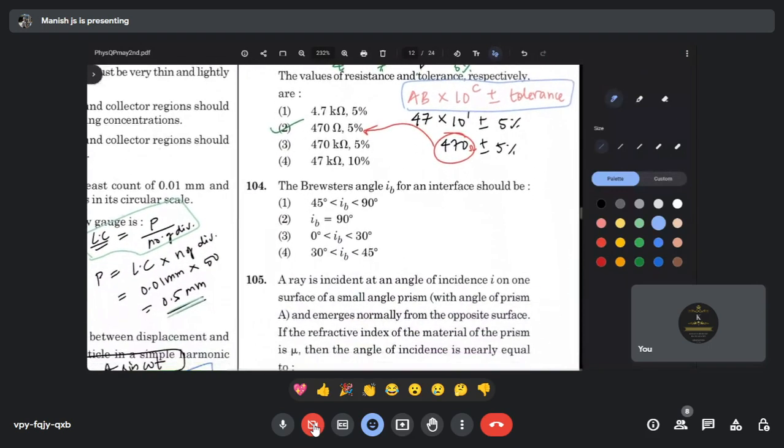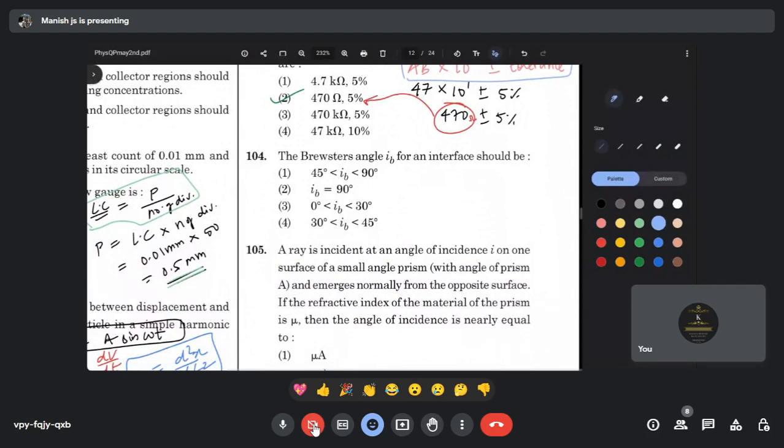Okay, we're moving on to the next question. Question number 104. The Brewster's angle for an interface should be... what is the condition for Brewster's angle? First option, sir, 45 degree. 45 degree should be less than the Brewster's angle, again less than 90 degree. Is it so? Correct. That is the condition for Brewster's angle.